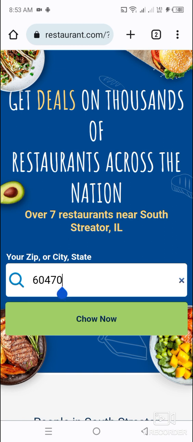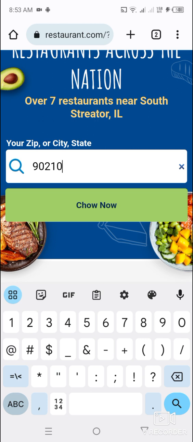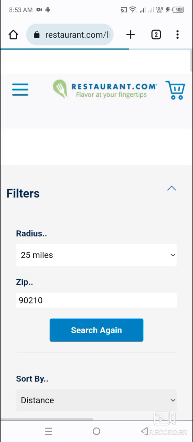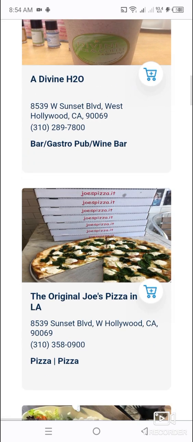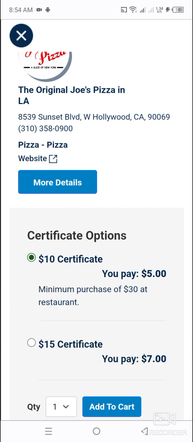Okay, if we're going to go back to the example I provided earlier, when they bring a gift certificate, let's go back to this example, the original Joe's Pizza. For them to be able to use a $10 gift certificate, their minimum bill or minimum purchase should be at least $30 or more. In other words, their total bill must amount to 3 times or more the amount of the certificate. Does that make sense?